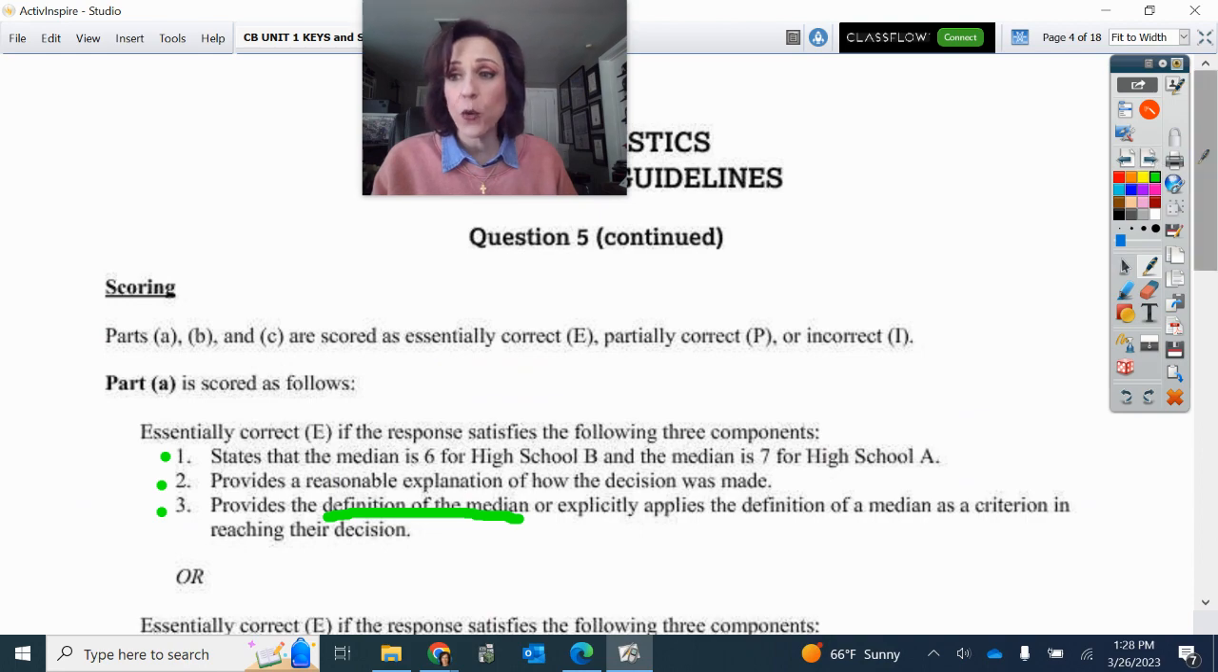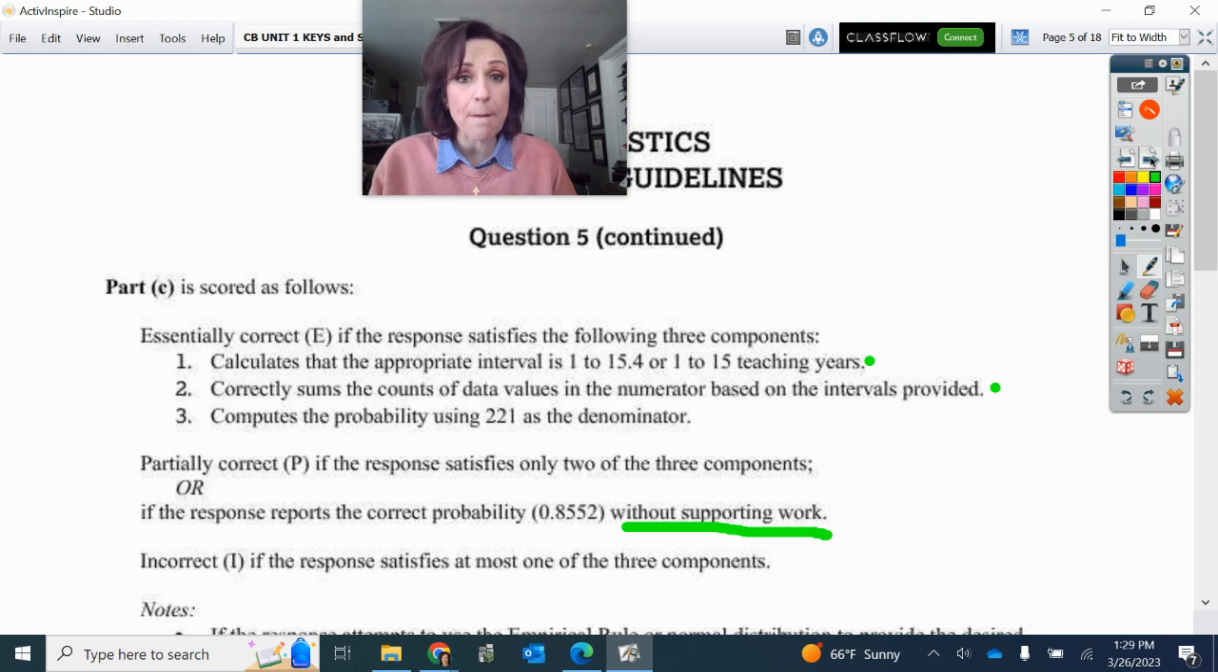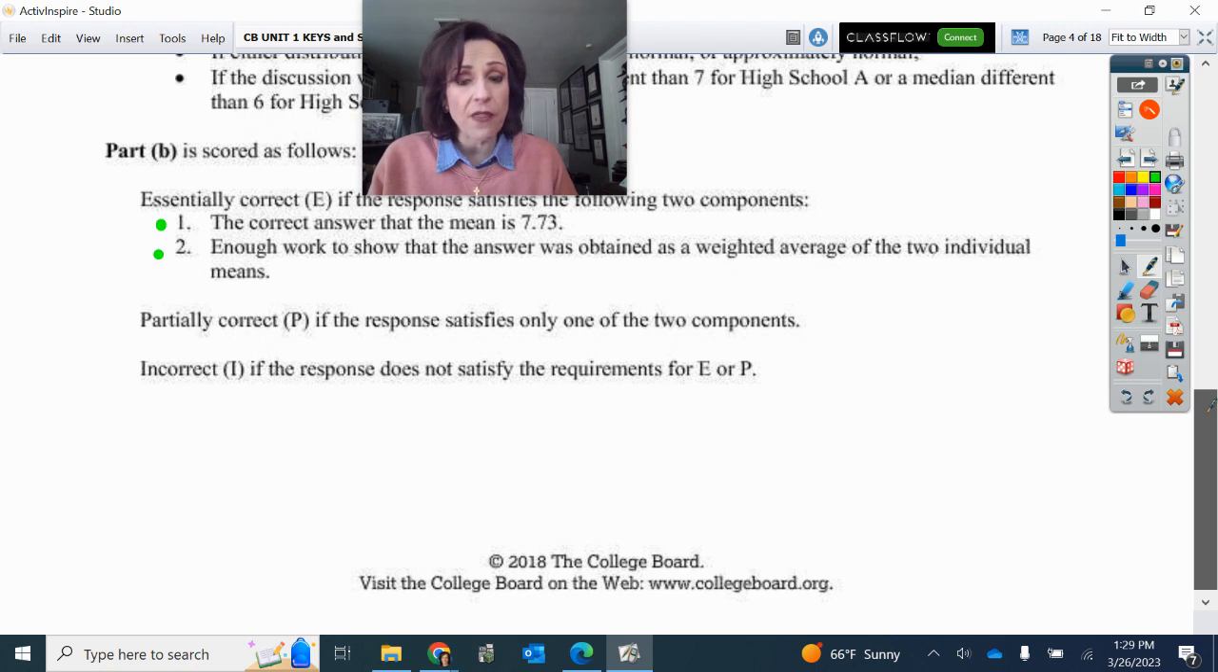So the way that you got your credit on this portion, number one, you correctly answered 7.73. So you had to first get the right answer, and then you had to have enough work to show how you computed those weighted averages. If you did not show enough work to support using weighted averages, like you did it in your computer and you had just put the answer down, then you got marked down to partially correct. So you lost credit because you didn't show that method. And there weren't even any additional notes on that. If you didn't do those two things, you got an I.